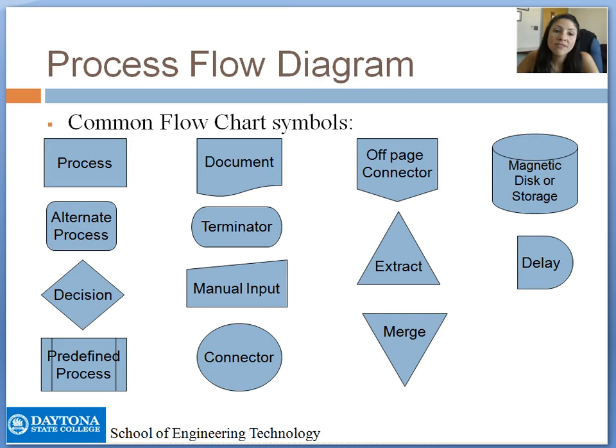So these are the symbols that are used. For a process, you use a rectangle. For a document, you use this specific shape. For a decision, you use this shape. For a predefined process, it is a rectangle with double lines, etc. And the different software that we're going to see today have those different symbols.